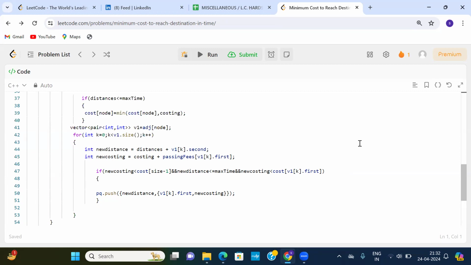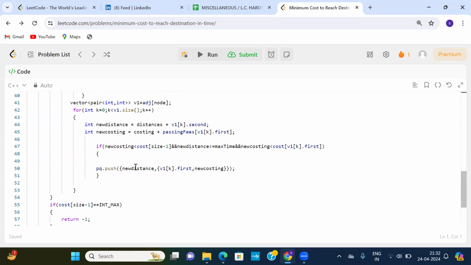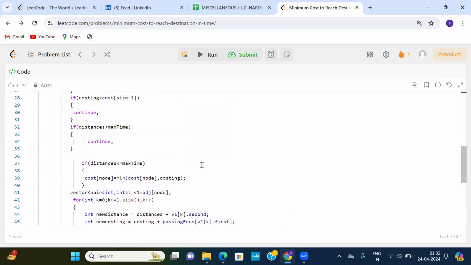It means if I'm at node 2 and this is also making me reach node 2 only, but it is making me reach in a much better cost. So this condition will be considered. If all these conditions are true, I will push it to my priority queue and it will keep on continuing.